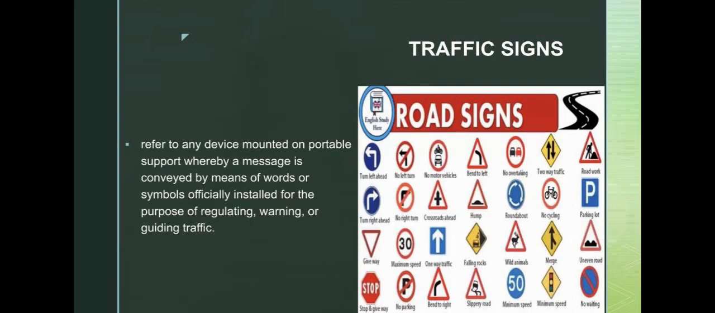Next is traffic signs. Like traffic signal lights and road markings, they are used to convey quickly and accurately the wide range of information needed by road users, particularly vehicle drivers, and to promote a safe and efficient use of the road system. A traffic sign refers to a device mounted on a portable support whereby a message is conveyed by means of words or symbols, officially installed for the purpose of regulating, warning, and guiding traffic.